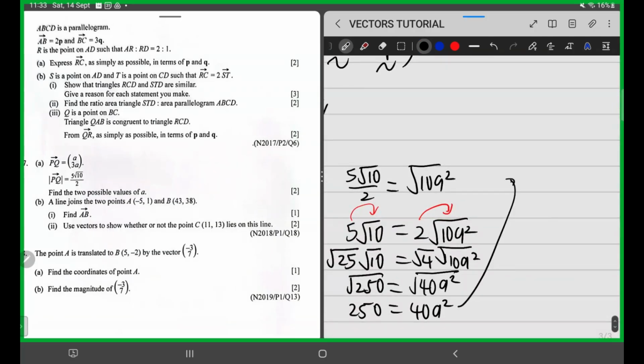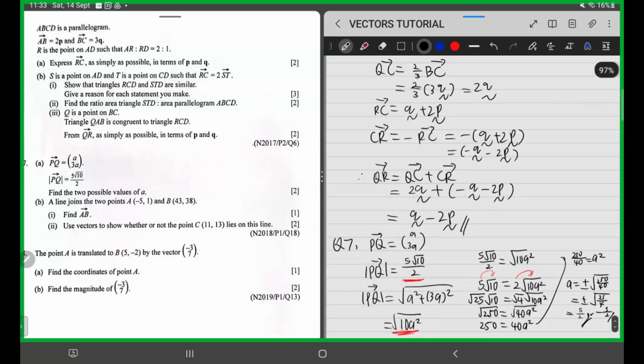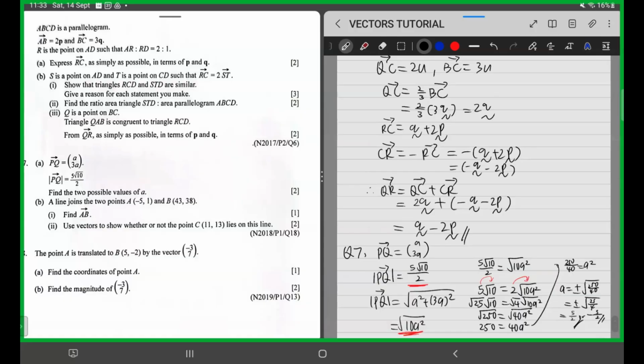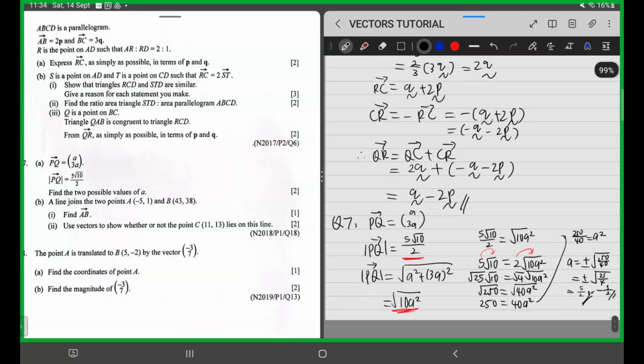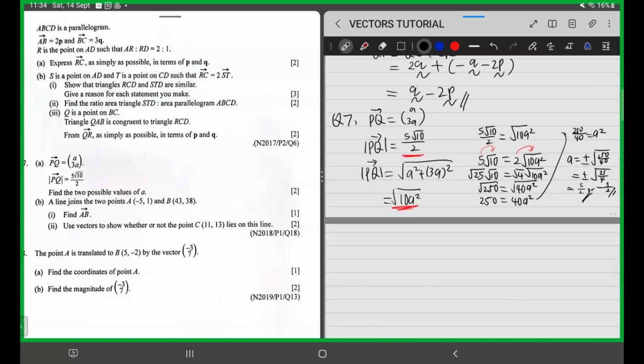And hence, you know that 250 over 40 is a squared. Hence, a is just plus minus square root 250 over 40, which is just plus minus square root 25 over 4, which gives us either 5 over 2 or negative 5 over 2. So those are the two possible values of a. Okay, so it's just finding unknown a. And how you find unknown a is to equate the length of PQ in terms of a to the actual length, and then you solve for a.